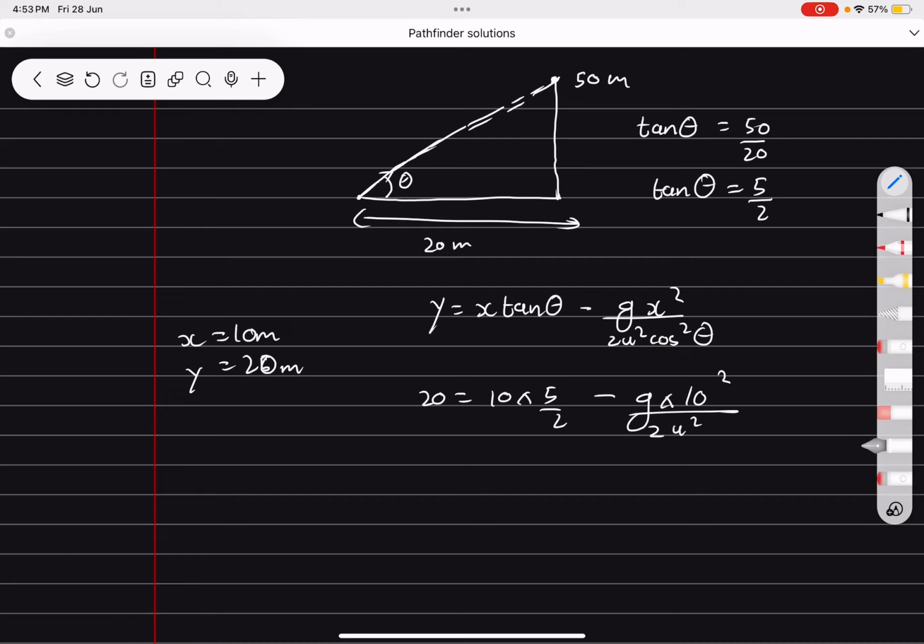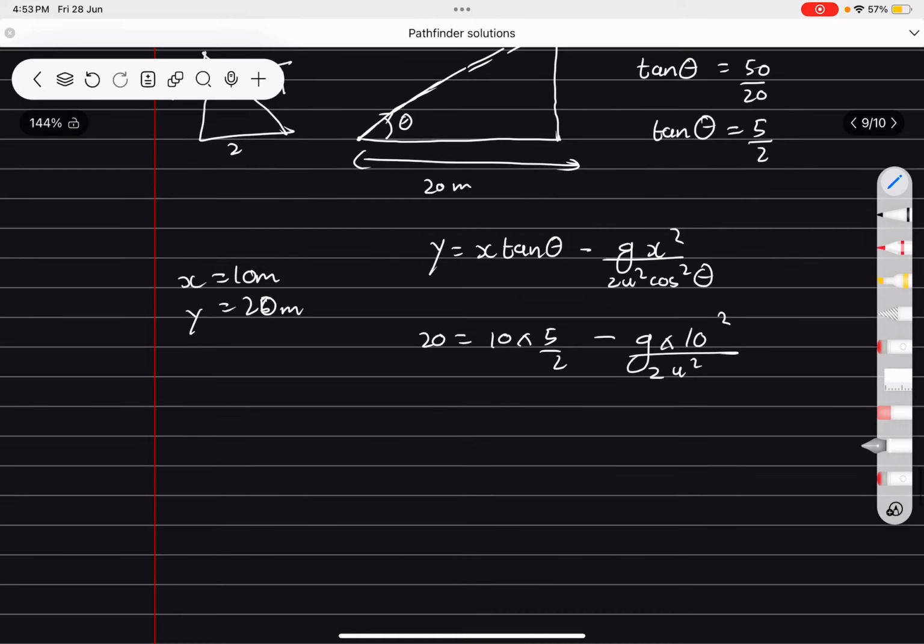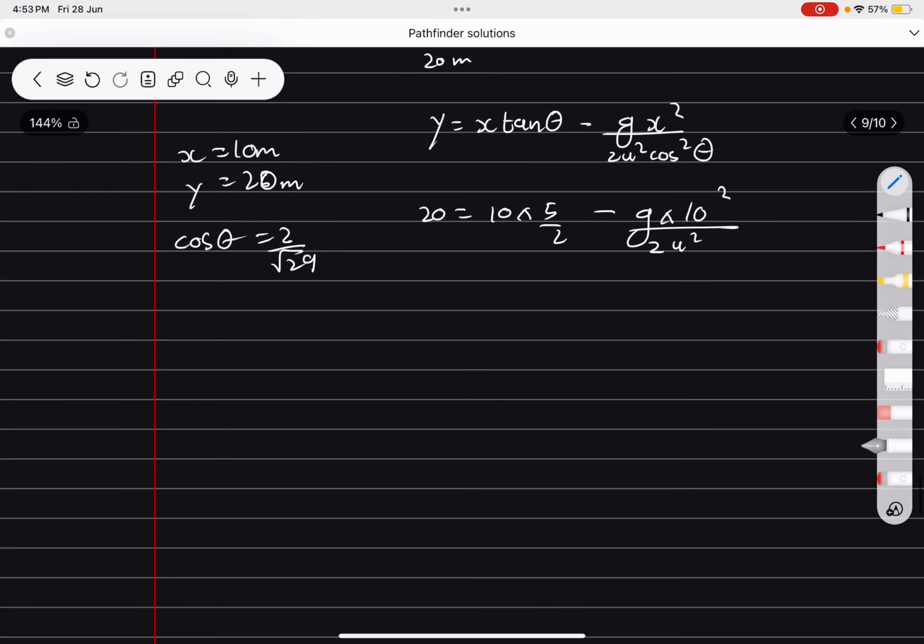You can find out cos square theta, just use the right angle triangle. 5, 2, and the hypotenuse is root 29. So cos theta is 2 by root 29, and cos square theta is 4 by 29. From this, guys, find out u. Find out u from this equation. Then put it back again in the equation of trajectory.